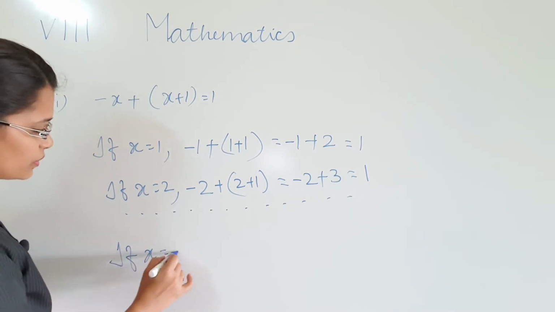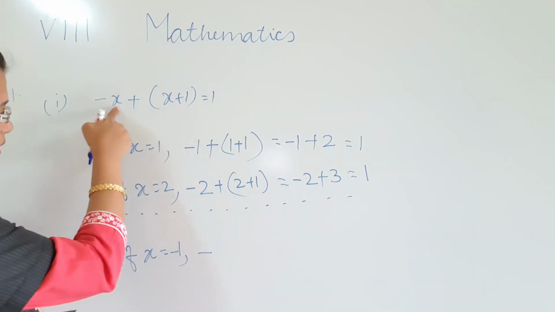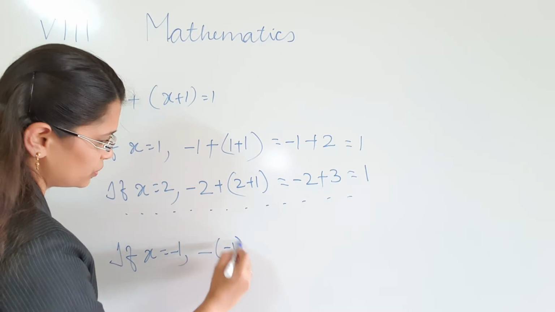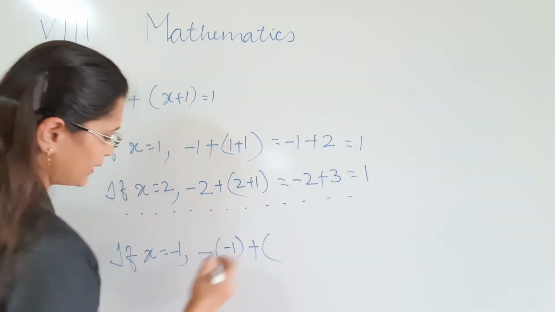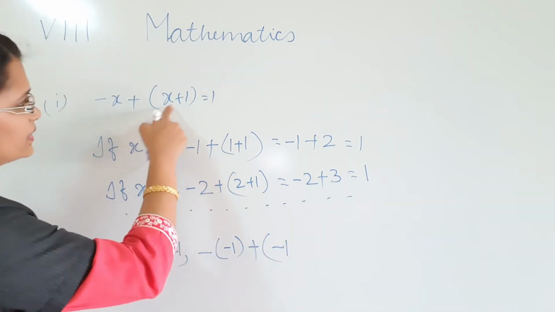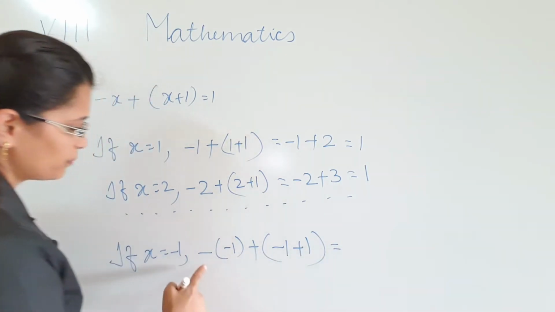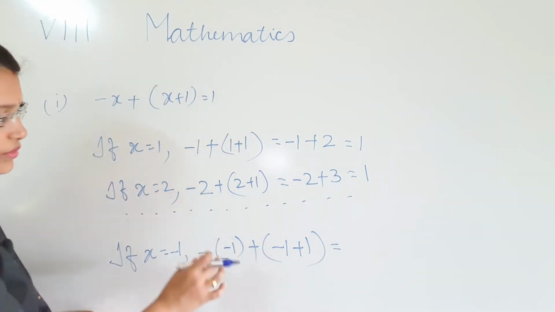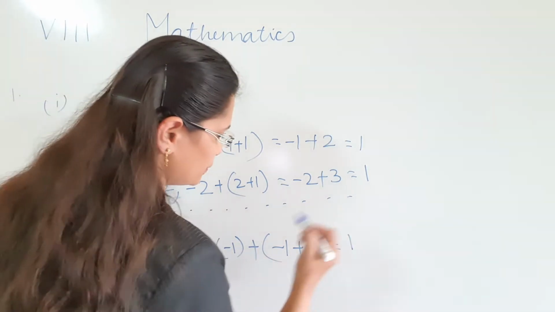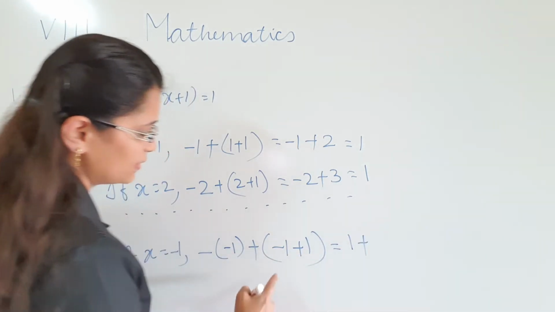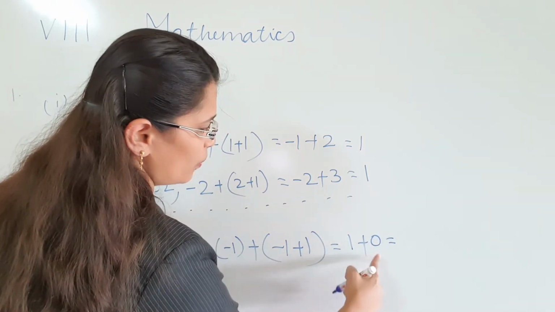If x is equal to minus 1, substitute here minus of, already one minus is there, then x is equal to minus 1 plus bracket minus 1 plus 1 is equal to minus of minus 1. If there are two negatives together, that will be positive, right? So, positive 1 plus, then 1 minus 1 is equal to 0, is equal to 1 plus 0 is equal to 1.